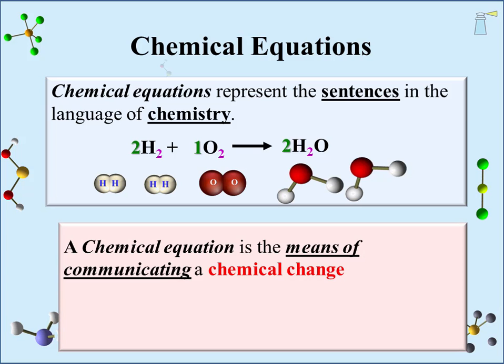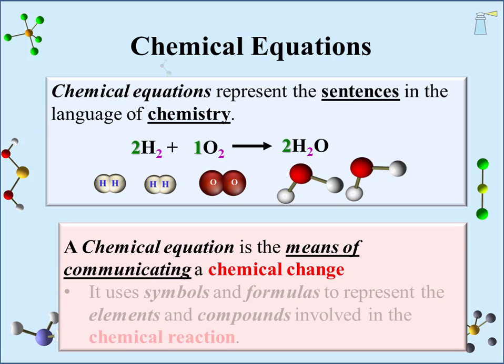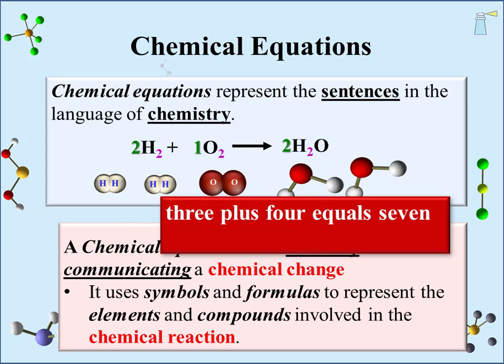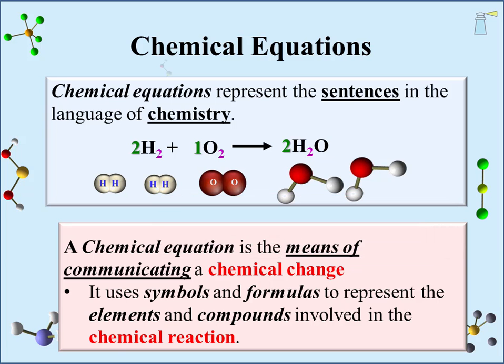In the previous equation, that change is a chemical reaction involving hydrogen and oxygen. The chemical equation uses symbols and formulas to represent the elements and compounds involved in the chemical reaction. It is the same thing seen in mathematics, where the sentence 3 plus 4 equals 7 can more easily be written with numbers and symbols. Speaking of numbers, there are 2 places in the chemical equation where numbers are found.